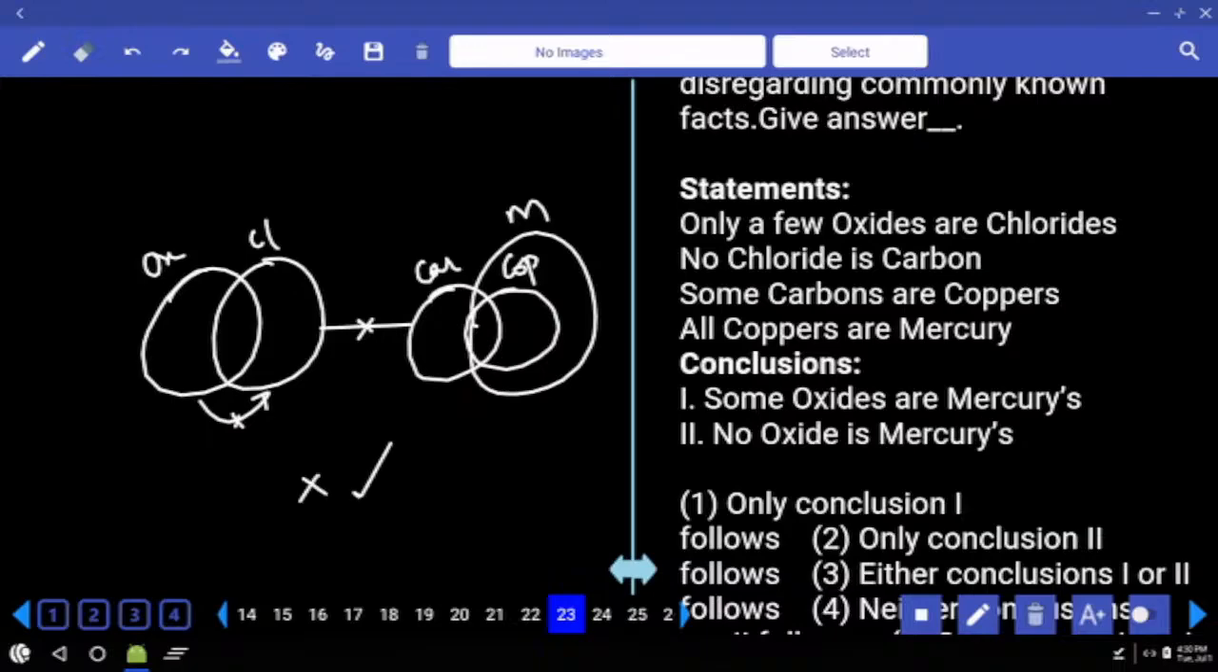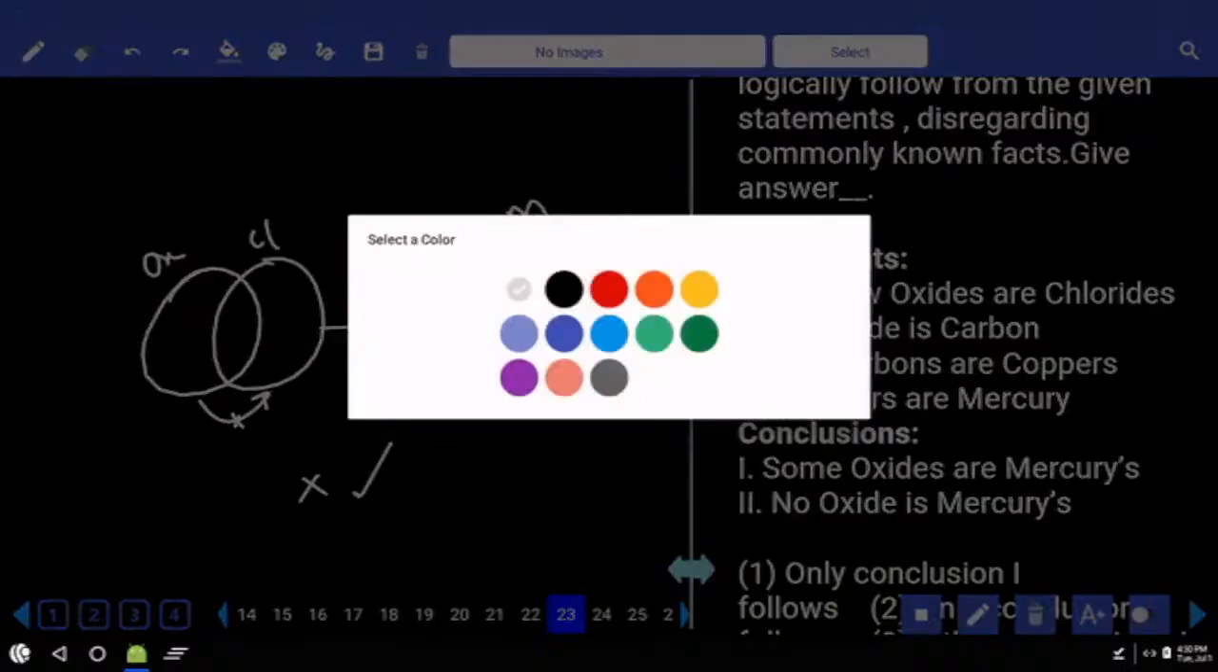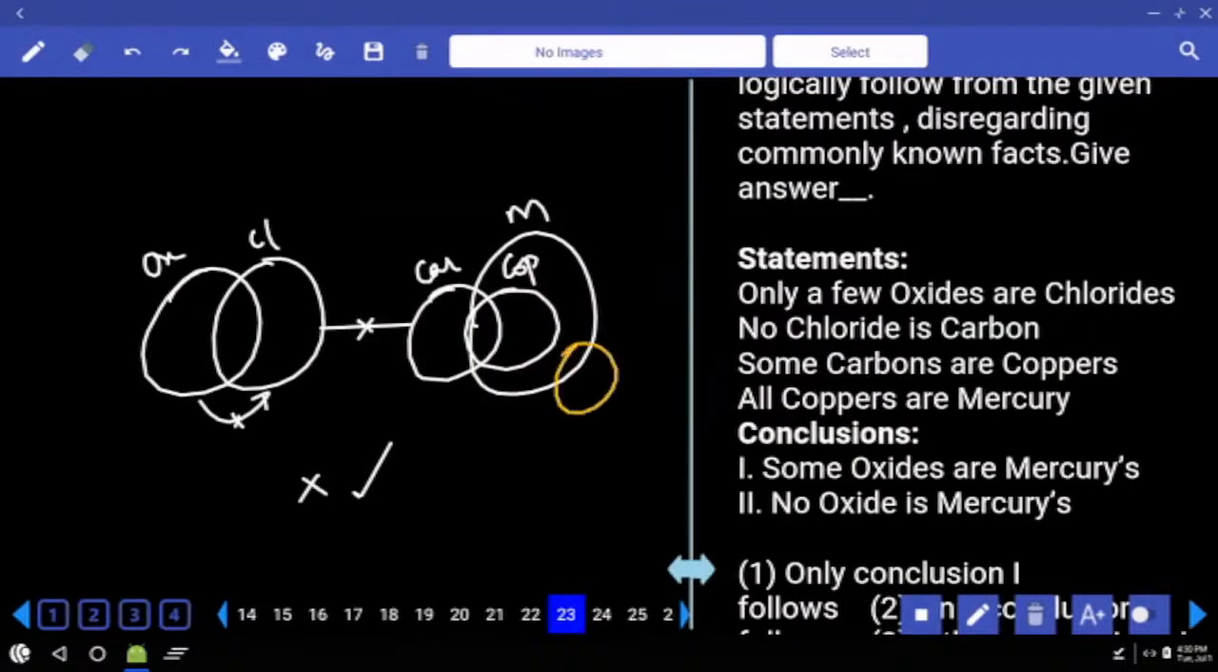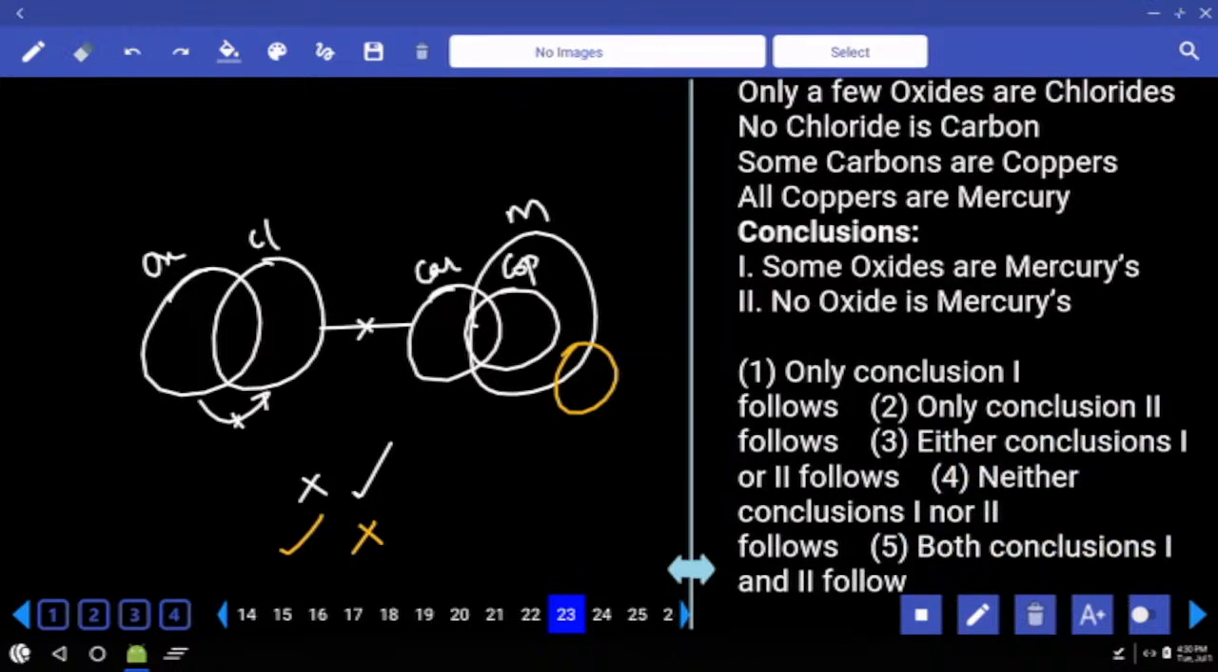Now to make this one false, we need to prove some oxides are mercury. Is it possible? Yes. Alternate diagram to previous conclusion is false. And in the same diagram, now some oxides are mercury has become true. Then what is your answer? Either 1 or 2, that is choice 3, question number 23. The next one, 24.